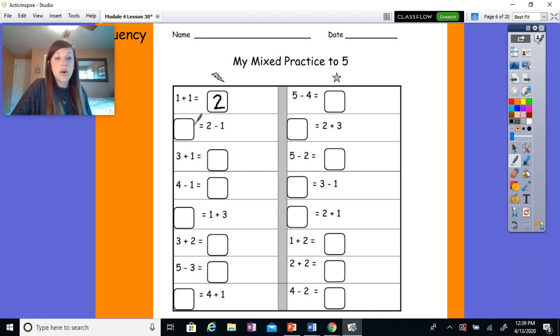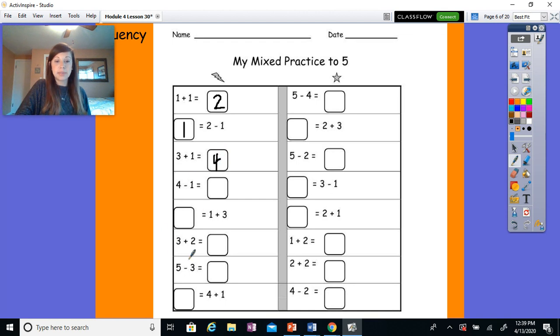Now if we go below, that's a subtraction sign, so we know we need to take away. Blank equals 2 minus 1. 2 minus 1 is 1. Straight line down. 3 plus 1. 3 plus 1 more is 4.